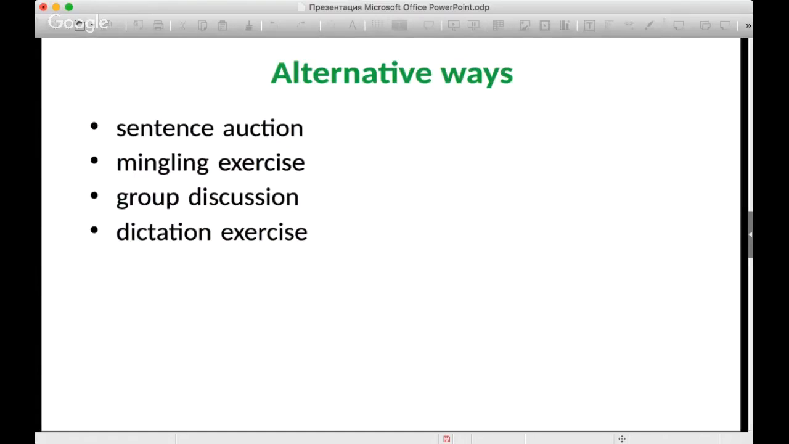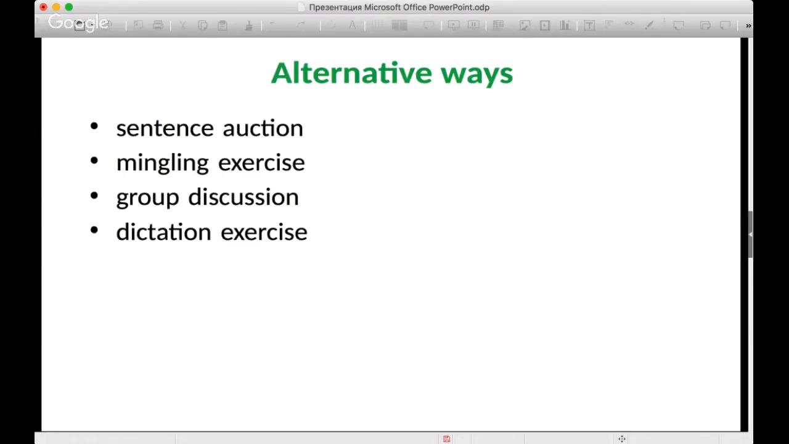You can also arrange a sentence auction. You write the sentences down or show them on the screen, and students can buy sentences for some amount of money. Again, you need to give them a fixed amount of money. When they buy a sentence, they need to correct it, again with their peers or in their groups. Then at the end, if their correction is right, they will have some reward.